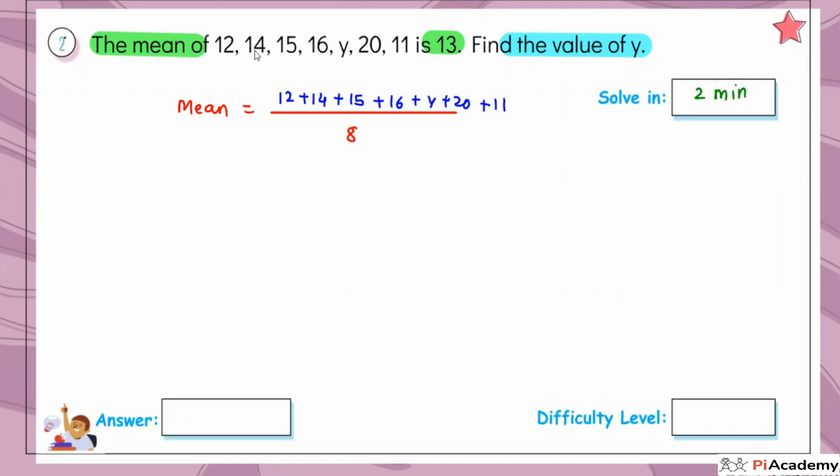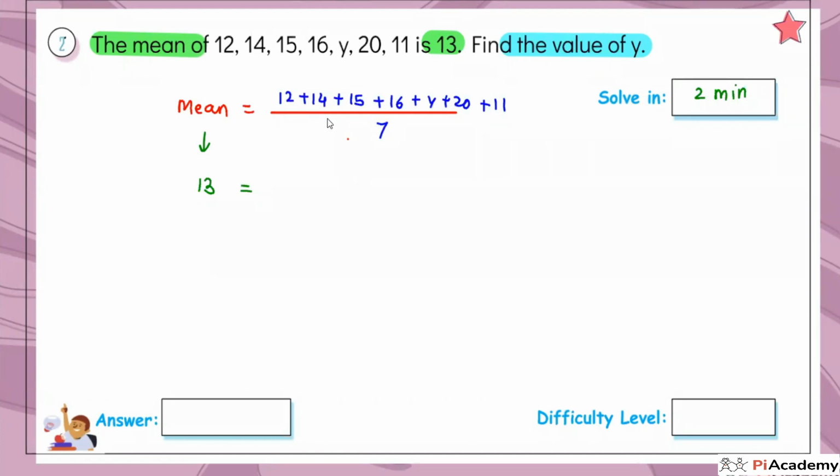My mistake, okay? There are 1, 2, 3, 4, 5, 6, 7. 7 numbers are there, okay? 13 is the mean, so I need to correct this. Now instead of mean, I can put the value of 13, okay? And what is my sum?